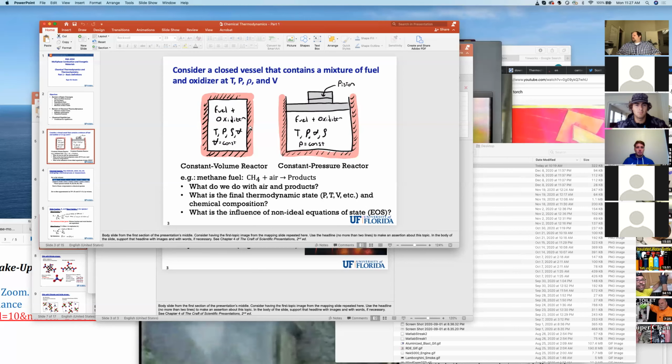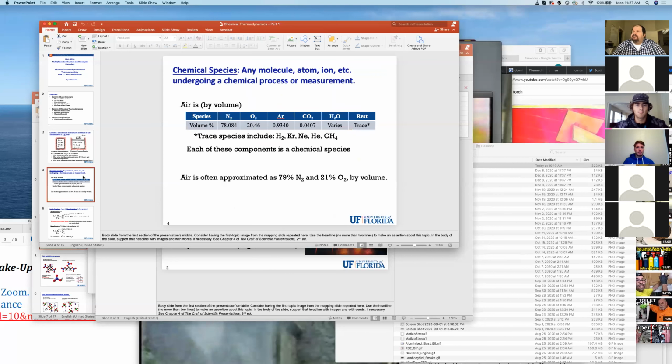So what we want to find here is the final thermodynamic state, assuming that the fuel and oxidizer can ignite and burn. What is the final pressure? What is the final temperature? And also what is the final composition of the products? Is it pure CO2 and H2O, or is it a mixture of some other things? We will be discussing that, and then adding the influence of non-ideal equations of state, because again, that's becoming important in modern combustion. So basically we'll be working towards that.